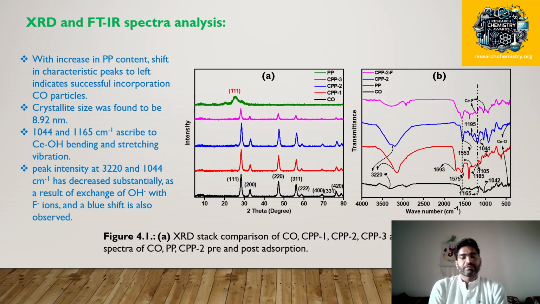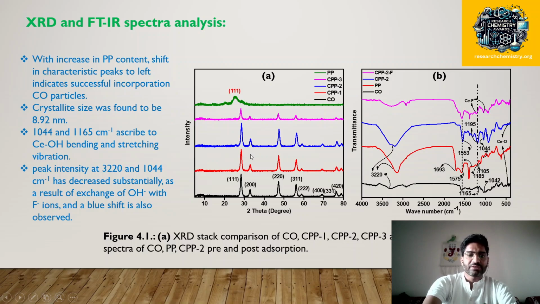Further we have characterized them: XRD and FTIR spectra have been analyzed. As we can see over here, this is the XRD of pristine ceria particles, and these are the various planes, including 111 at 28.9 degrees 2 theta, in which we can observe the characteristic intensity. Here we can see that as the content of polypyrrole has been increased, there has been a slight shift in the peak, so this again confirms the successful synthesis of ceria polypyrrole.